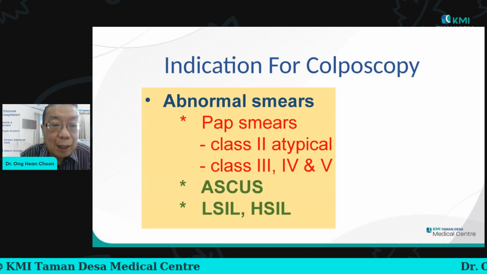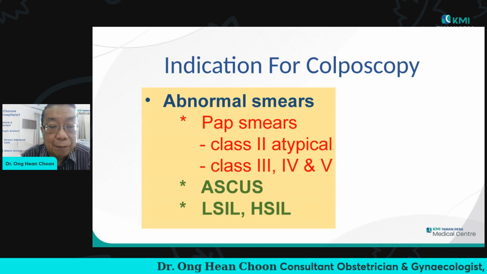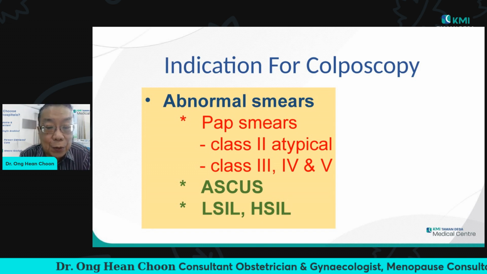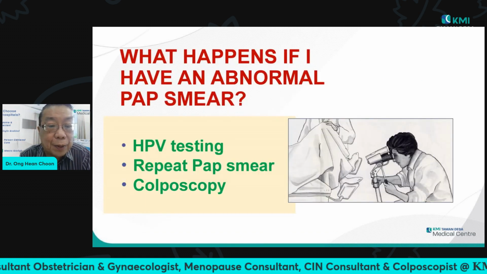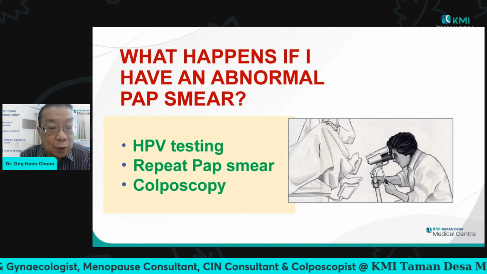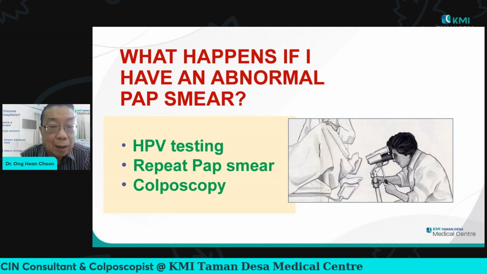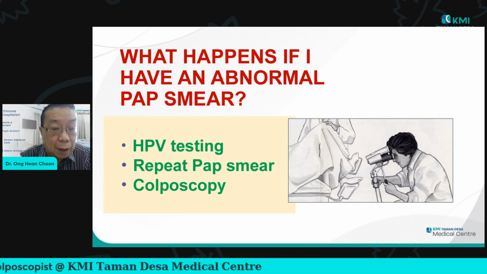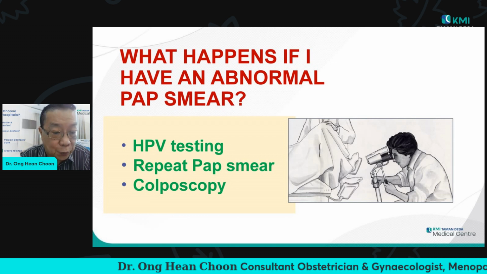Now, your smears may be abnormal, and this is by the pap smear classification, and this is by the Bethesda classification. If your pap smears are abnormal, then it's very simple. Basically, you do an HPV testing, if you have not had it done. Secondly, you may want to repeat your smear maybe 3 months later, but if you really have a persistent abnormal pap smear, then we will recommend you to go for a colposcopy.